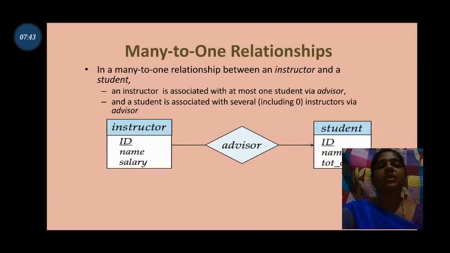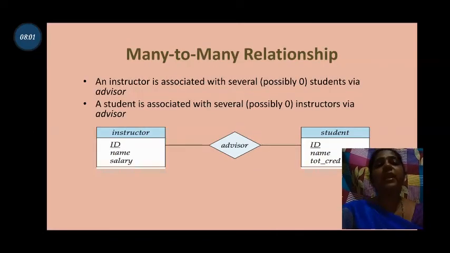And how to specify the many to one? Many to one is represented as an instructor is associated with at most one student and a student is associated with several instructors by using the same advisor relationship. And how to specify many to many? So many to many specifies an instructor is associated with several students. Similarly, a student is associated with several instructors with the same advisor relationship set.